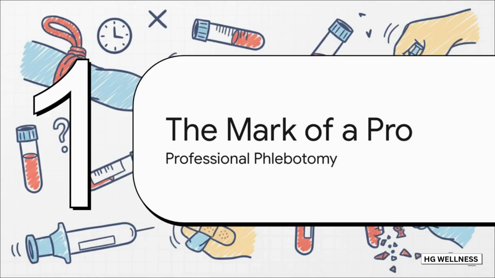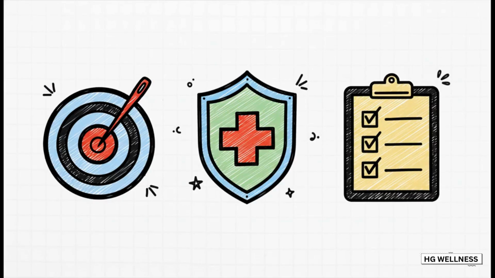So, we've covered all these phases, from preparation all the way to final labeling. What does it all add up to? What's the true mark of a professional phlebotomist? It really comes down to these 3 words: precision in every single step of your technique, an unwavering commitment to the safety of your patient, and the professional integrity to follow the protocol every single time without compromise.